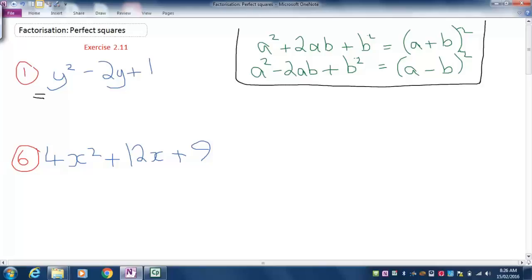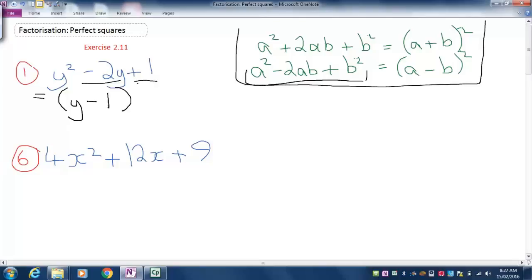So we're going to start by looking at this form because I have a negative 2y in the middle there. So I'm looking for a minus b so that when I square a, I get y squared. So the square root of y squared is y. And there's going to be a minus in the middle there. When I take the square root of the 1 on the end, I'm going to get 1.